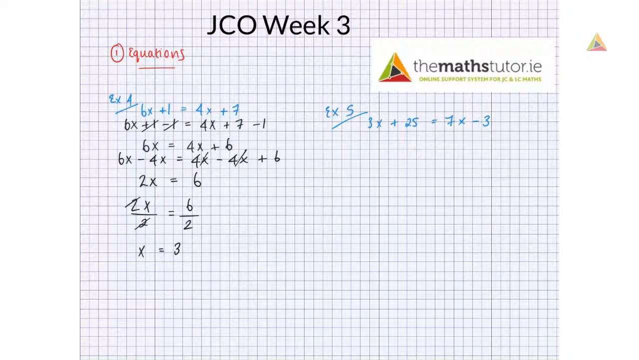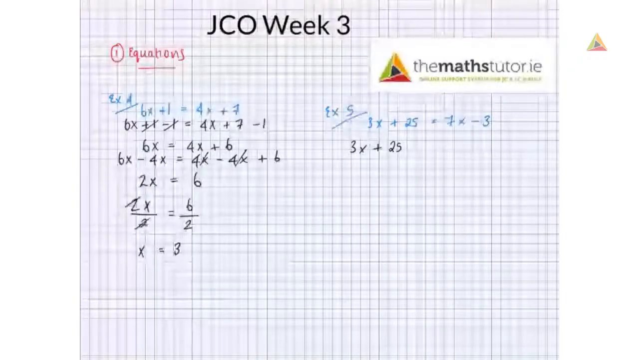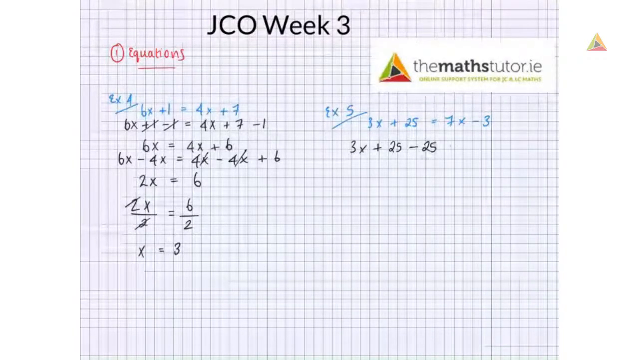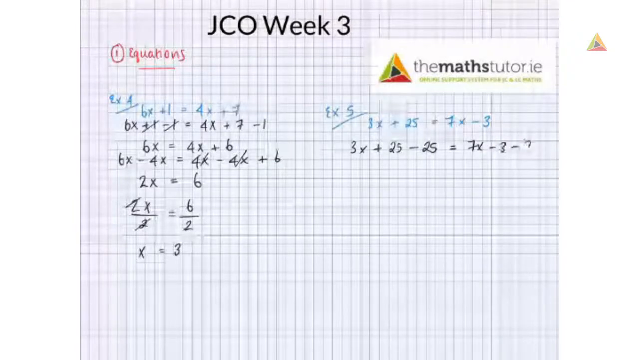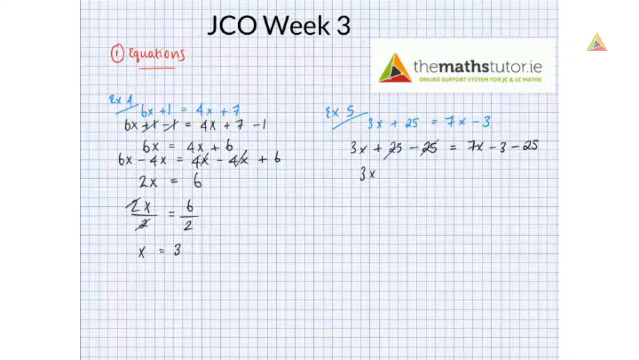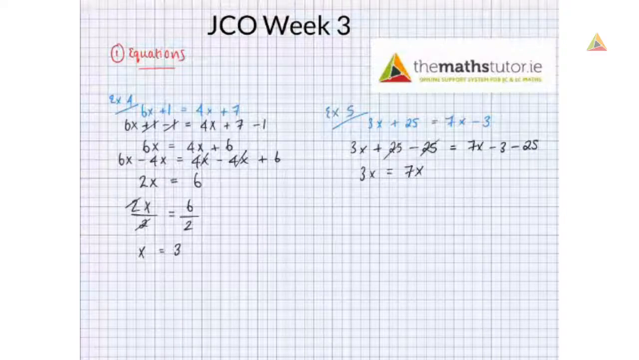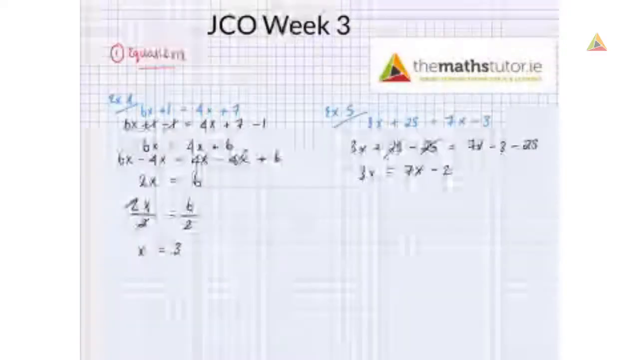So we're going to rewrite the equation. So it's going to be 3x plus 25 minus 25 is equal to 7x minus 3. We're going to take 25 from that side as well. So it's going to be 3x. So 25 take 25 is 0. So we're left with equals 7x. And you have minus 3 minus 25. That's going to be minus 28.